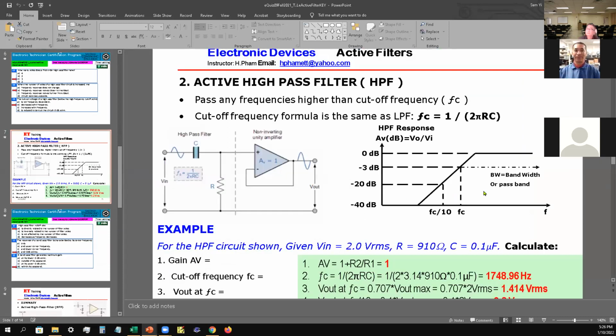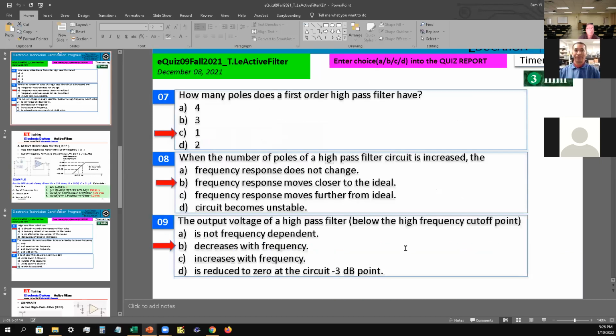So okay, this is the cutoff point. You're going from this point here, go this way. If we're going that way, then it decreases as the frequency decreases. So the output voltage of a high pass filter decreases with the frequency. That means the voltage decreases with the decrease.